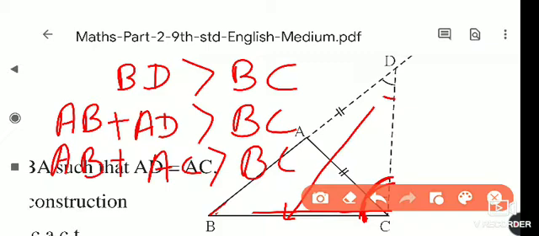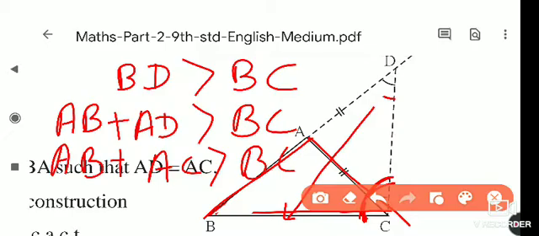In that way we can show the sum. Now if you see here, AB and AC are two sides of a triangle. So AB plus AC is greater than BC, which means the sum of two sides is always greater than the third side of a triangle, and that theorem we have now proved.